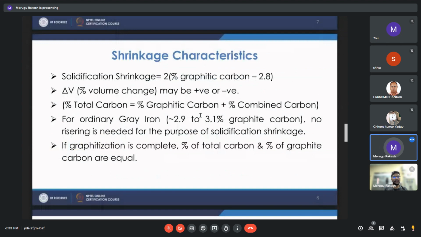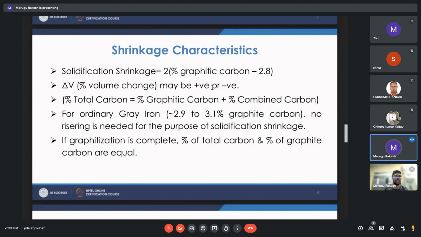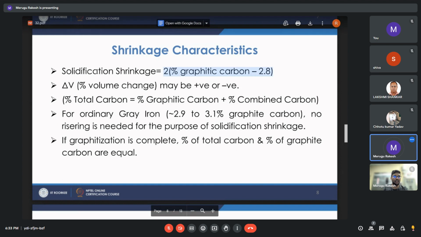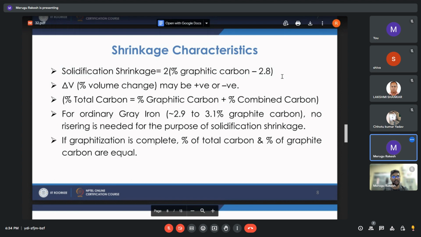And this is one of the biggest confusions in gray cast iron, because sometimes it can expand and sometimes it can shrink. It all depends upon the type of graphite present in that particular cast iron. Solidification shrinkage is defined as 2 times the percentage of graphitic carbon minus 2.8. This is the formula for solidification shrinkage. The volume shrinkage may be positive or negative. If 2 times the percentage of graphitic carbon is less than 2.8, we get negative shrinkage. If it is more than 2.8, we get positive shrinkage.